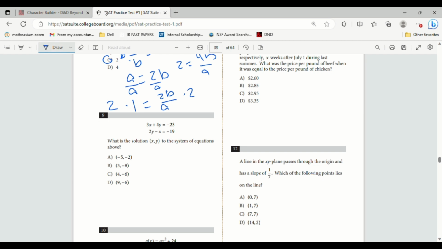Number 9, what is the solution x, y to the system of equations above? 3x plus 4y equals negative 23. 2y minus x equals negative 19. Okay, number 9. What is the solution x comma y to the system of equations above? Well, our system says 3x plus 4y equals negative 23, and 2y minus x equals negative 19.